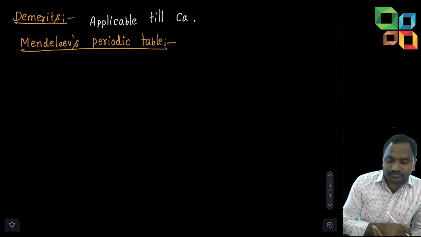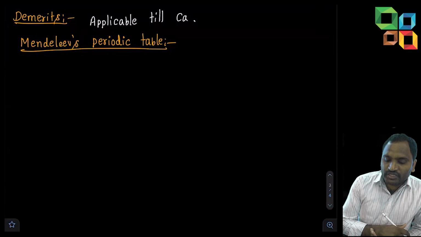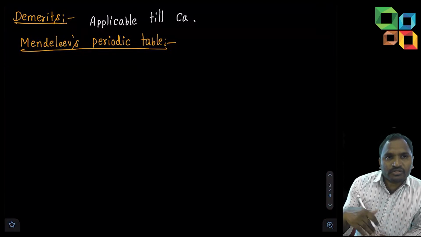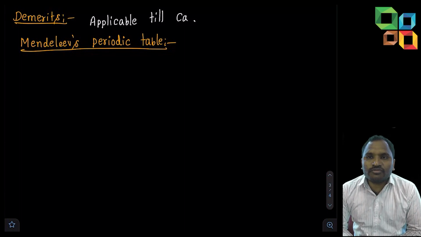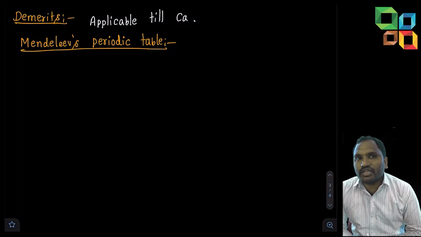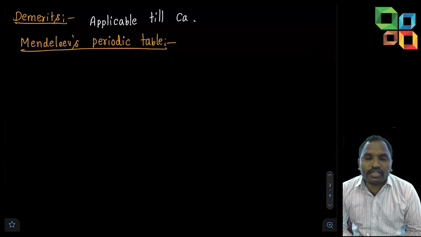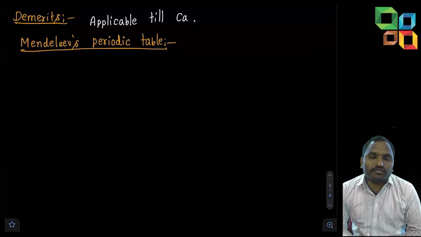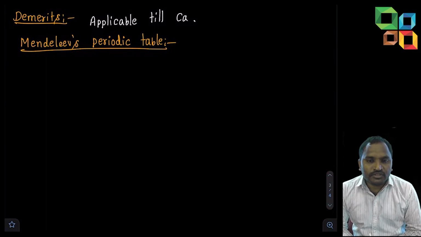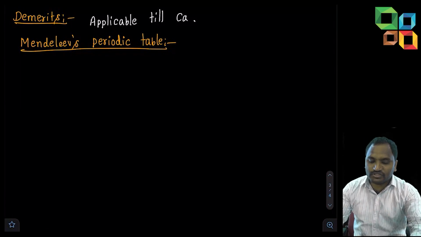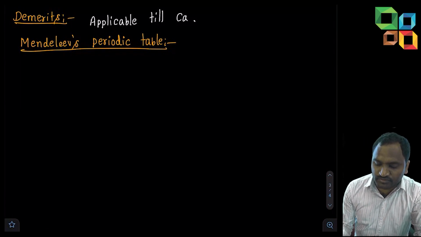Then Mendeleev started. Mendeleev also took atomic weight as the only reference. According to Mendeleev, the physical and chemical properties of the elements are the periodic functions of their atomic masses or atomic weights. Even the definition is also important for the board exams.